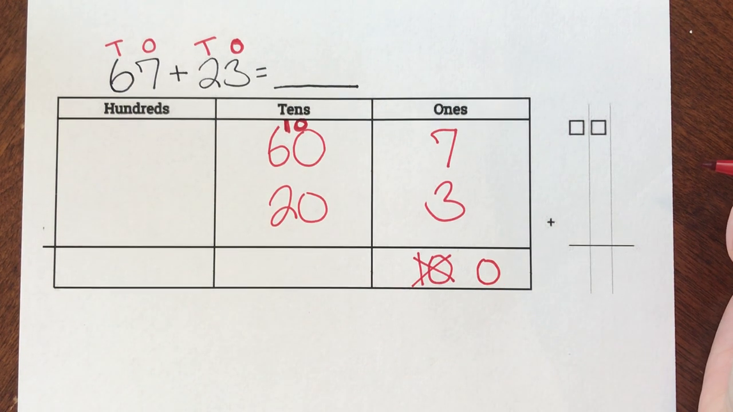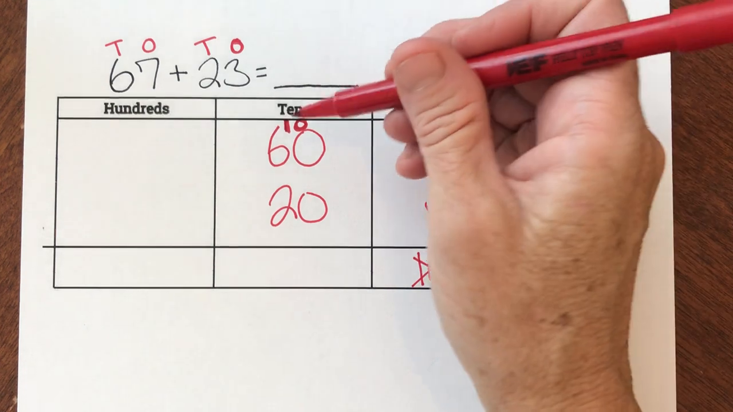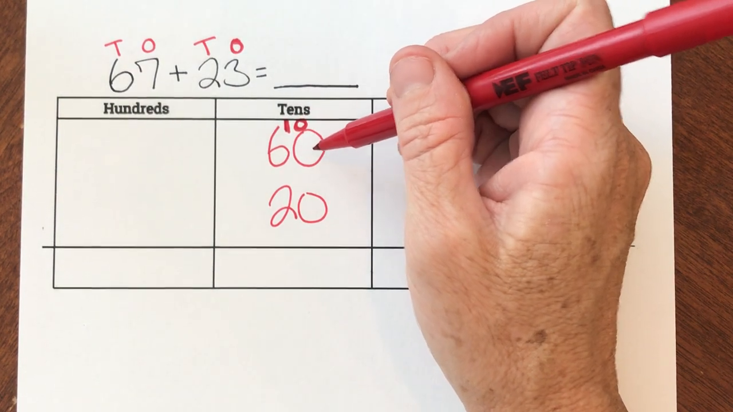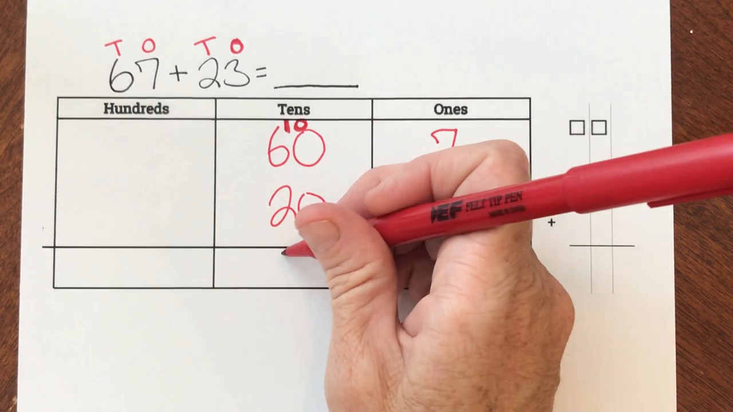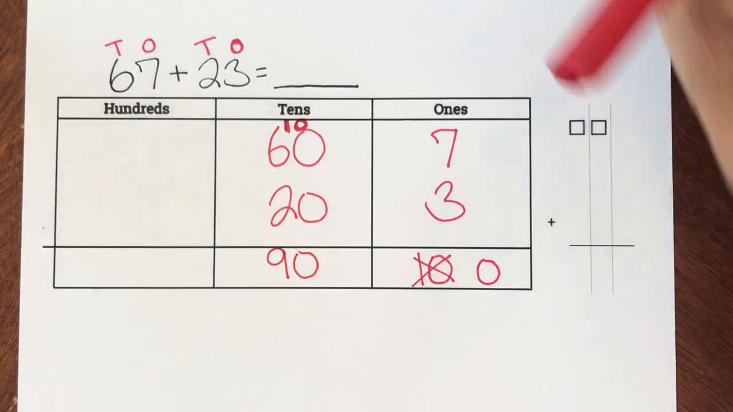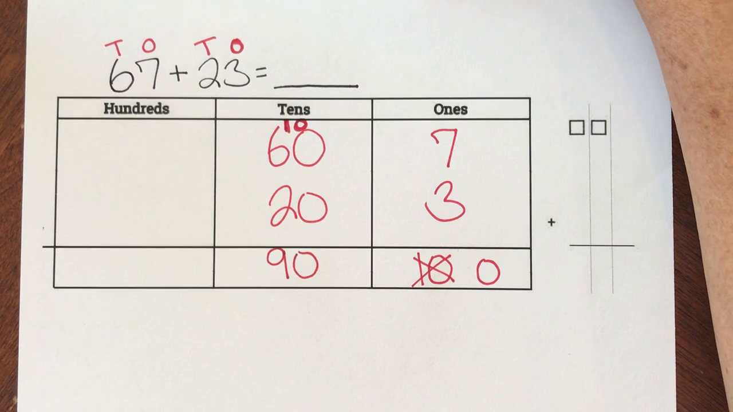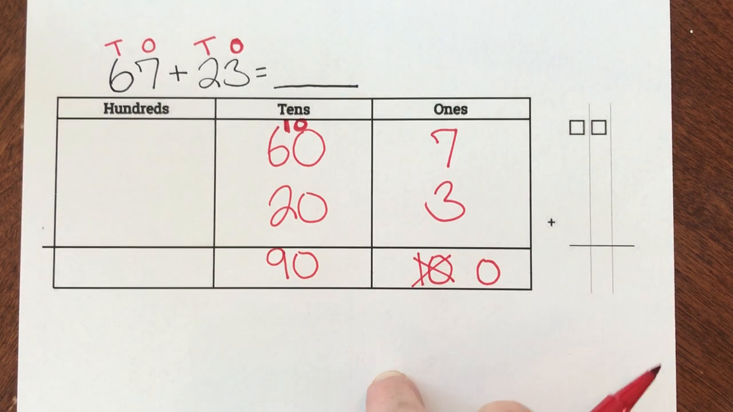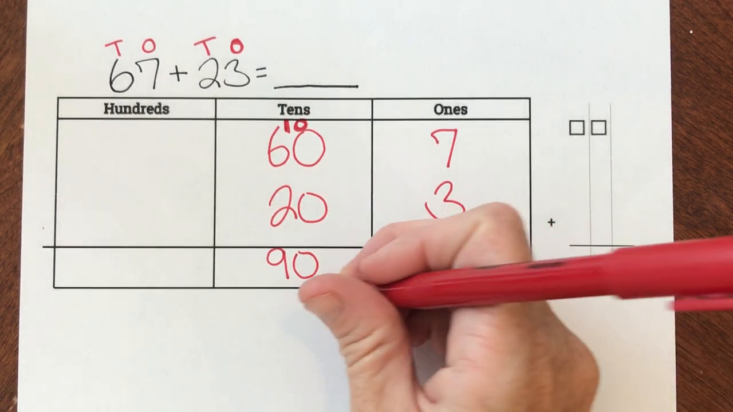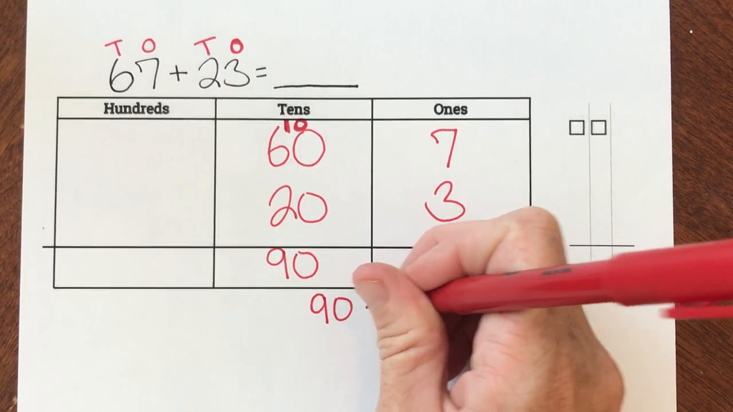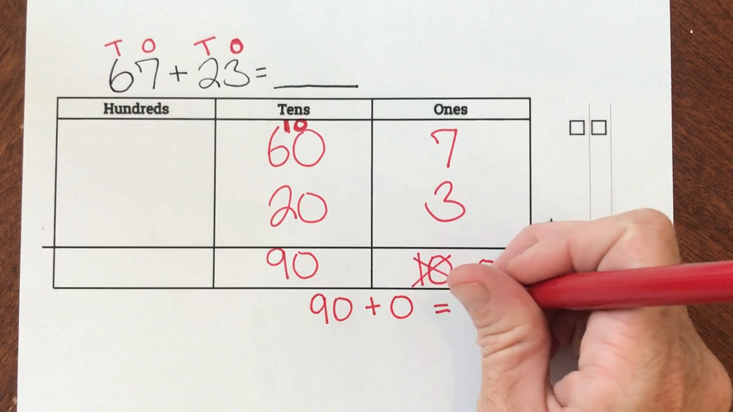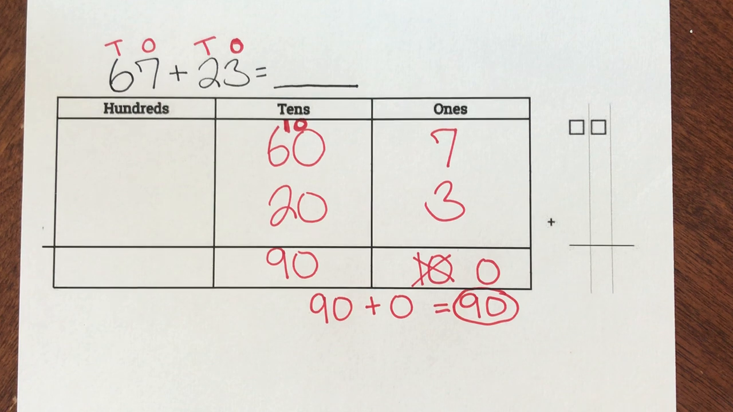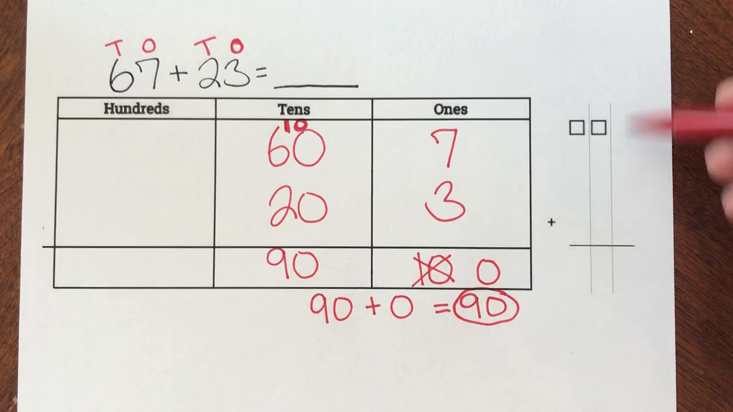Okay, what do I have in the tens column? Well, I have 10 plus 60 is 70. 70 plus 20 is 90. So I have 90 in the tens column. So what is my answer? I have 90 plus 0 just equals 90. That's my sum.